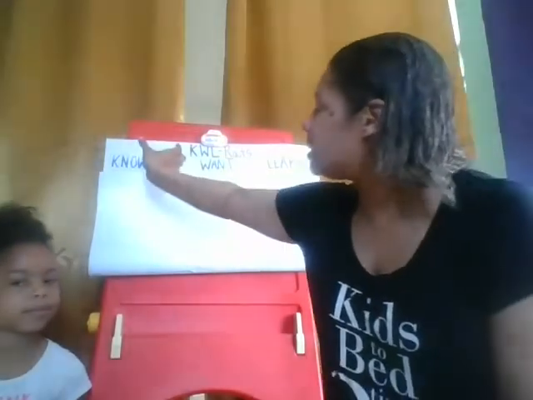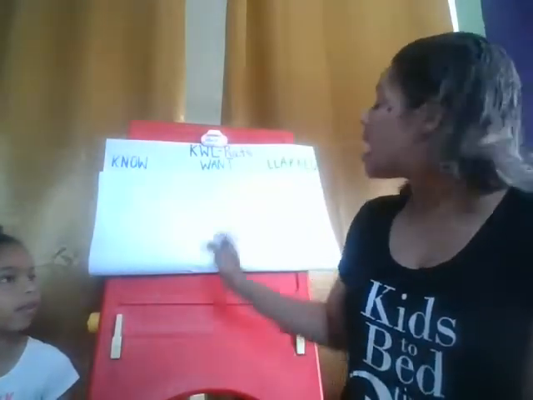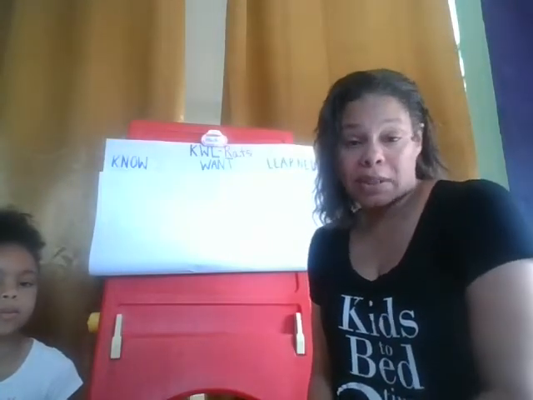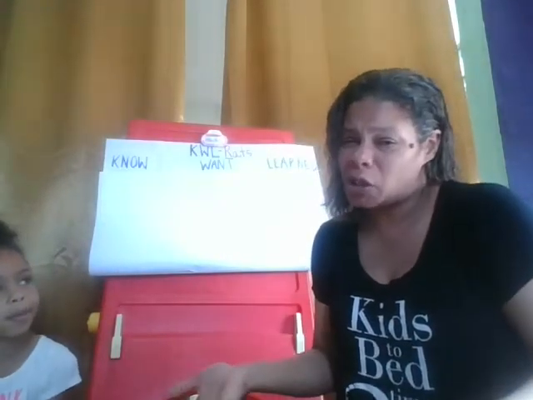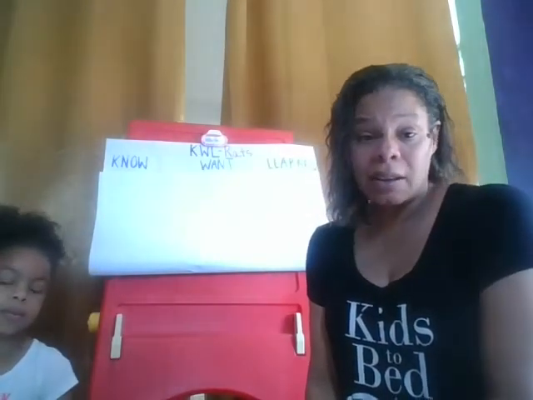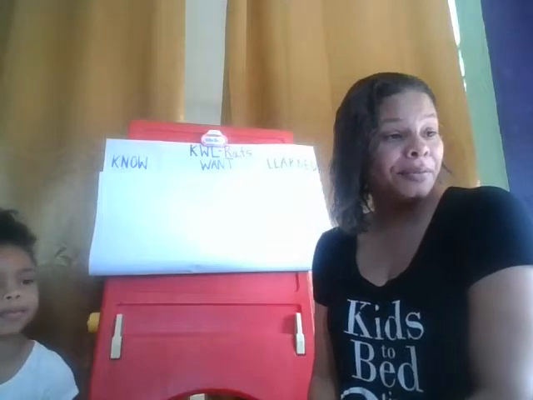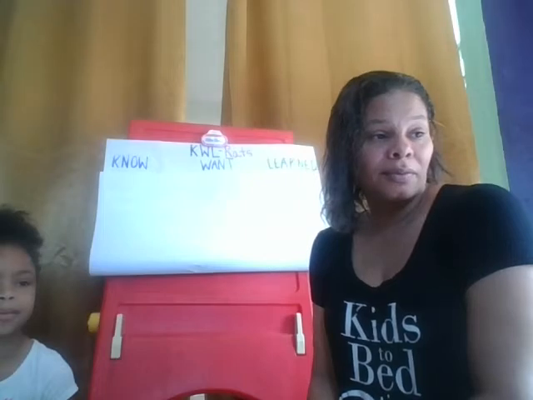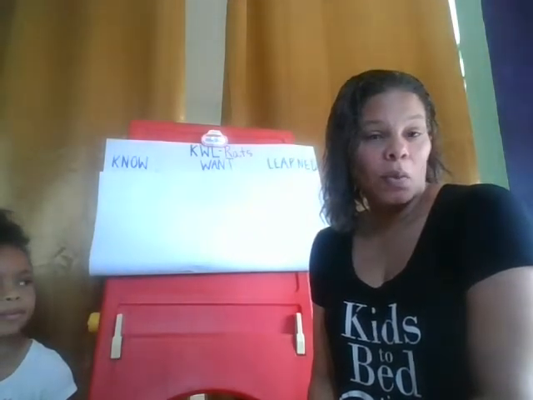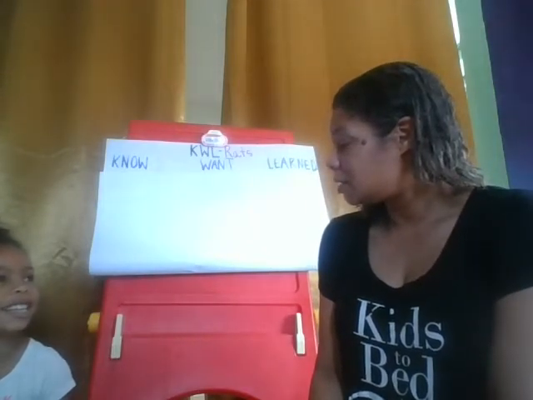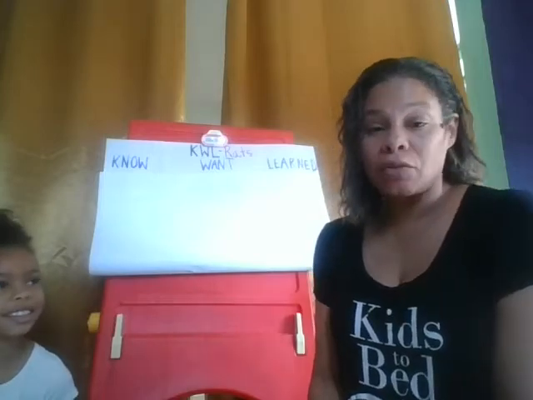Alright, so you should have a list of items under your K column, and then the W stands for what you want to know. One thing I would like to know is that I think that rats are kind of dirty, but I want to know if they are dirty and do they spread diseases. Lennox, anything you want to know about rats? I want to know what rats do. Anything you want to know, Olivia? I would like to know what rats eat. Okay, Olivia says she wants to know what rats eat.